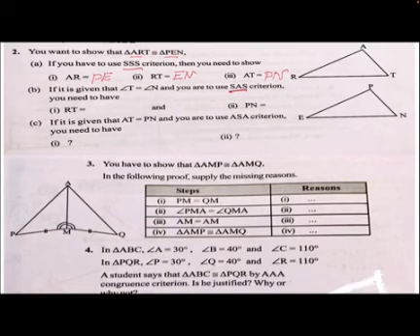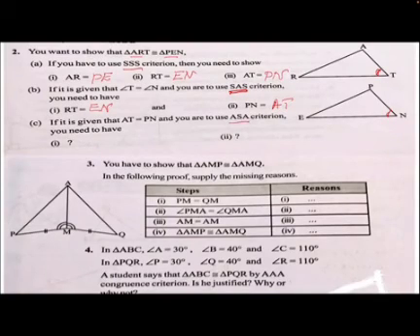If it is given that angle T and angle N and you are to use SAS criterion, then RT matches with EN and PN matches with AT. And which is the angle included? T here. T and N. Okay. So that is if you are using SAS criterion.